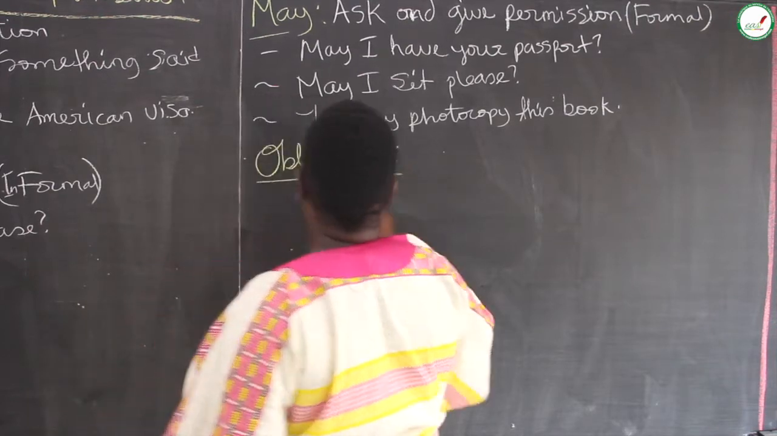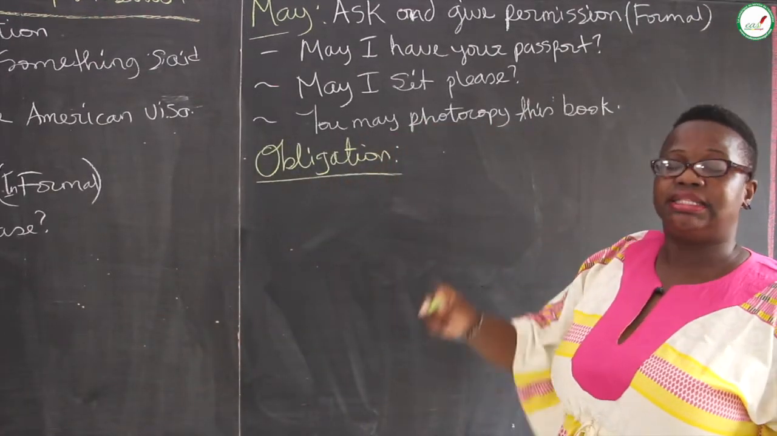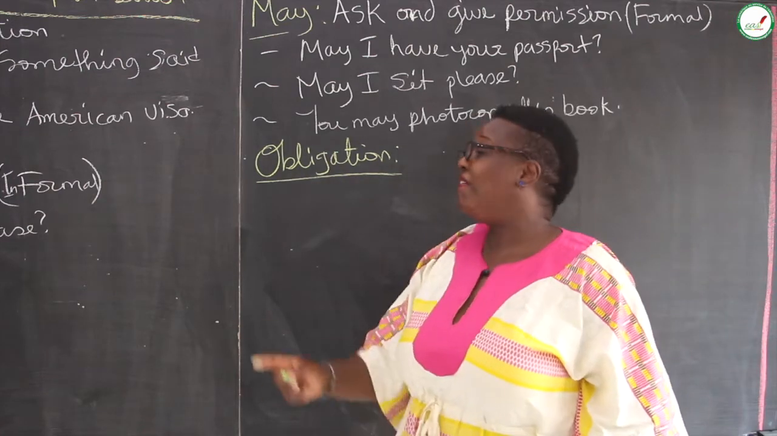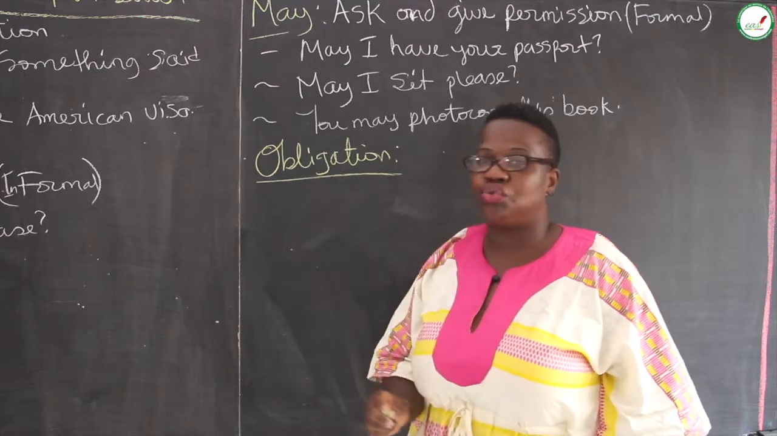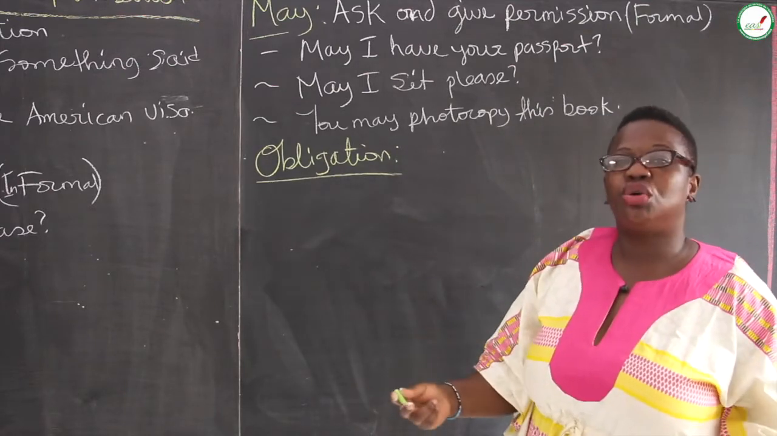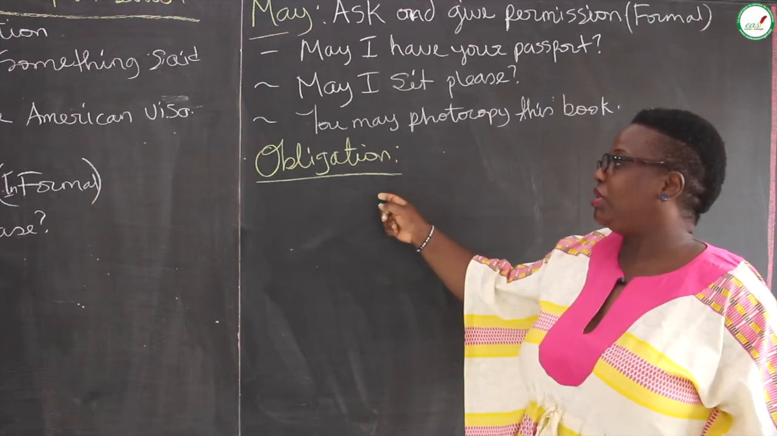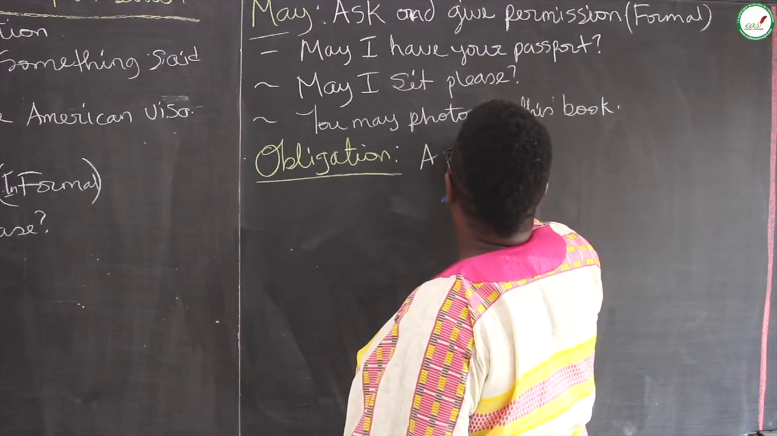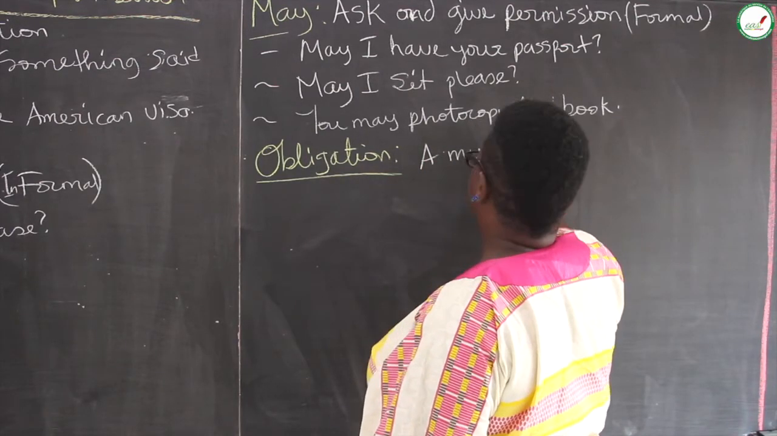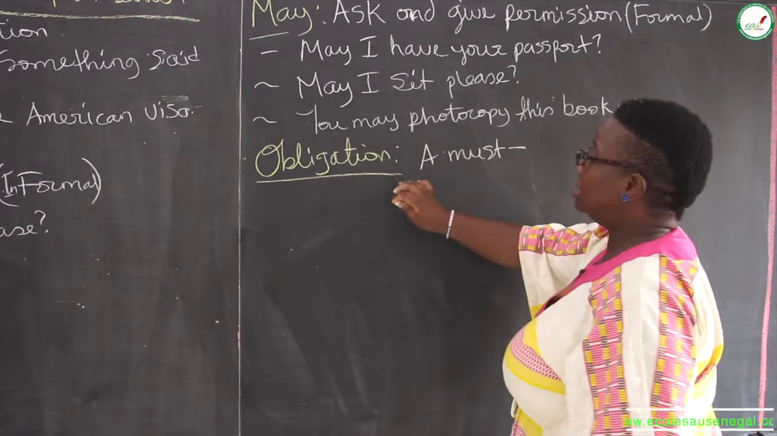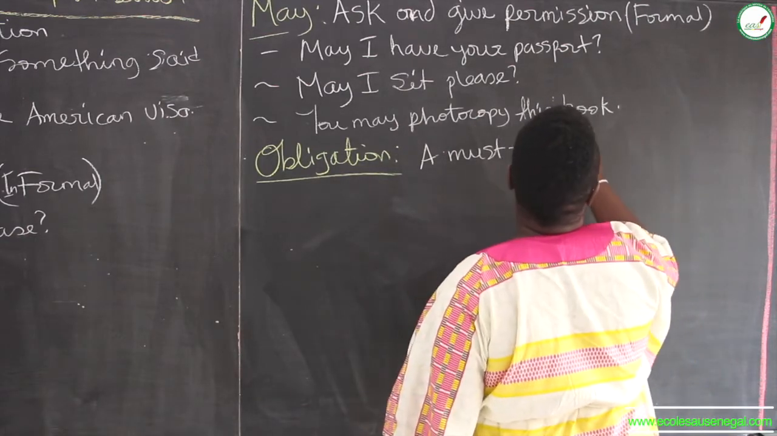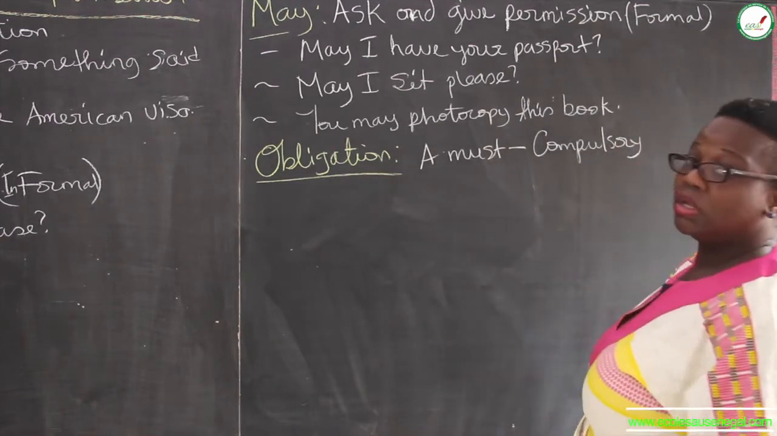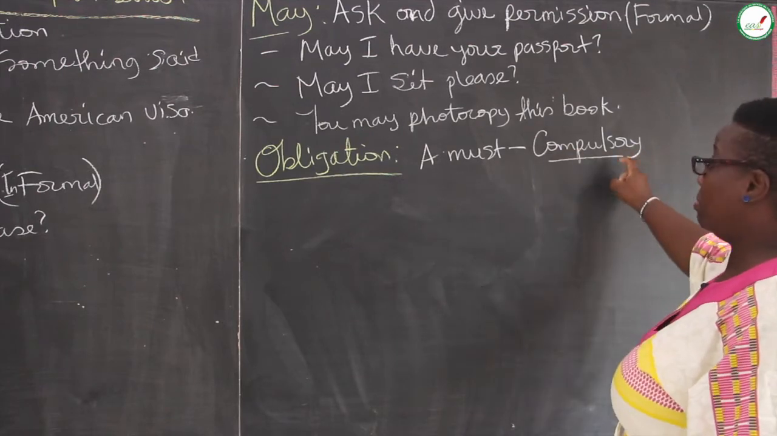Obligation means it's a must. It's something that you have to do, something that you have to follow. That is an obligation. It's compulsory. You don't have a choice about it. Obligation means a must. Another word for obligation is compulsory.